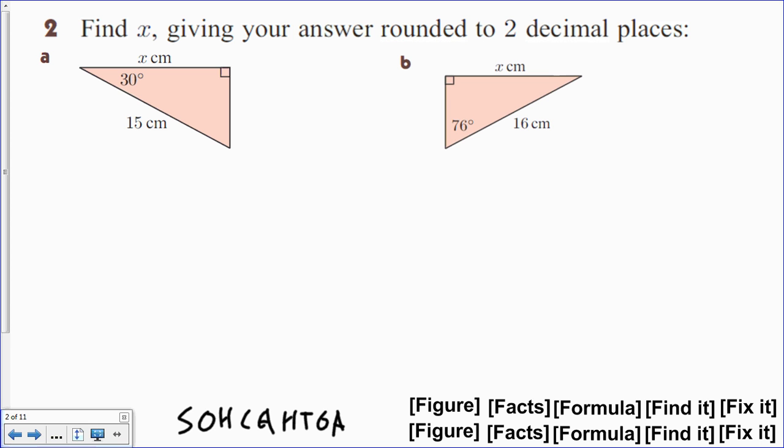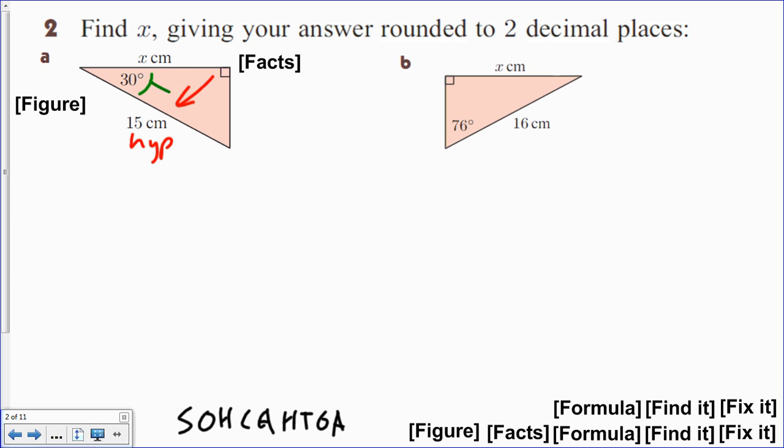So first thing we need to have is our figure. We draw our figure in the book, and on that figure we need to put our facts. So let's put our facts. That there is our hypotenuse. We've got our marked angle here, so that's going to be our opposite side. That's going to be our adjacent side. Then we use our information there. We've got adjacent and we've got a hypotenuse. Look through and we notice that is going to be cos.